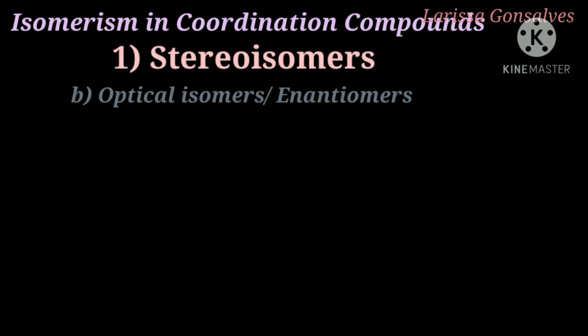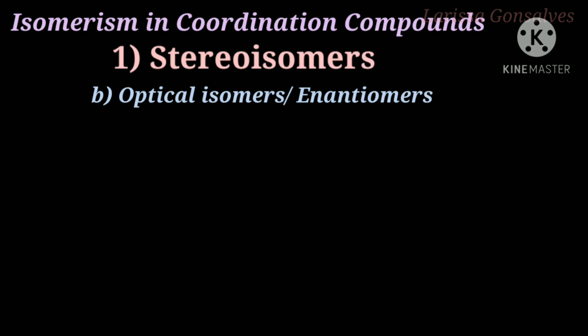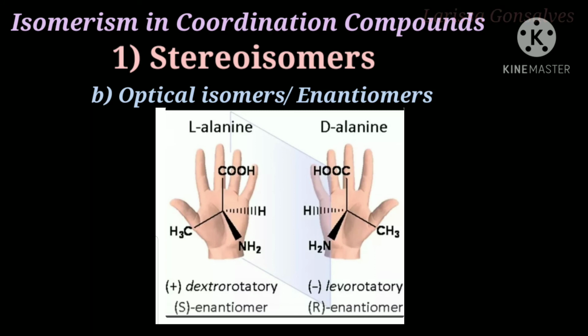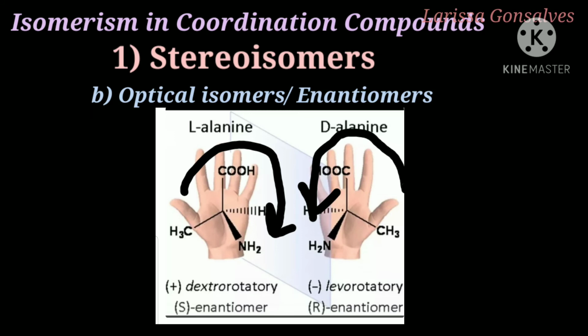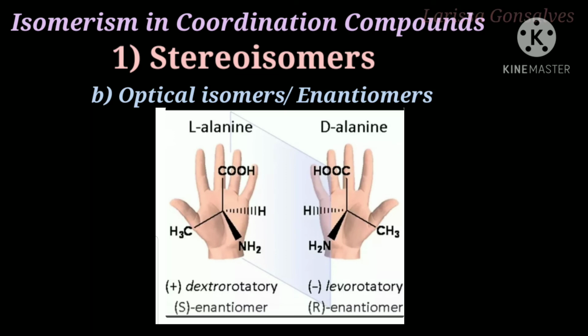Next are the optical isomers, which are also called enantiomers. The enantiomers have identical properties. However, they differ in their response to plane polarized light. That is, when they rotate the plane to the right, that is clockwise, it is called the dextro isomer, while when it rotates the plane to the left, that is anti-clockwise, it is called the levo isomer. Dextro is denoted by small letter d and levo is denoted by small letter l.